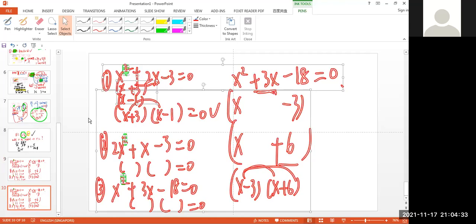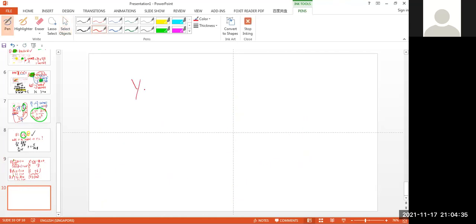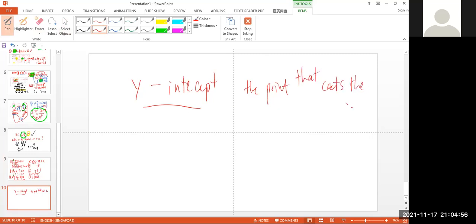The y-intercept means, if you just take the English meaning of it, basically the point that cuts the y-axis. Okay, the point that cuts the y-axis.